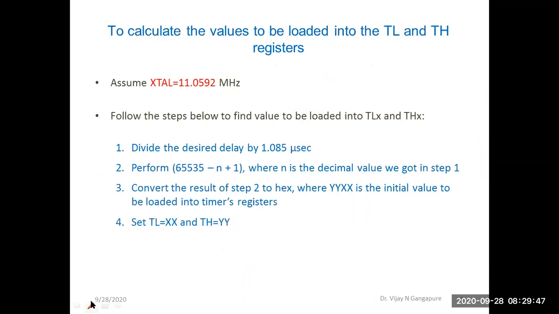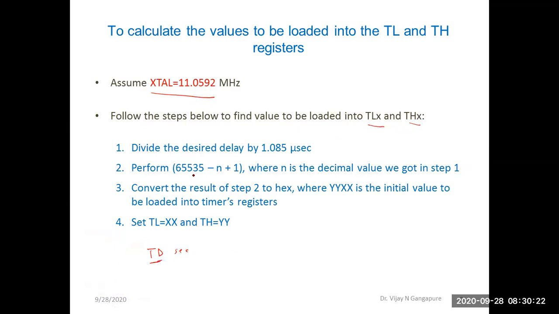Okay, now the reverse procedure. For example, if the desired time is given, then what are the steps to determine the initial value to be loaded into TLX and THX registers of timer 0 and timer 1, assuming that the crystal frequency is 11.0592 megahertz? Okay, so first, suppose the desired time delay is TD, in seconds.